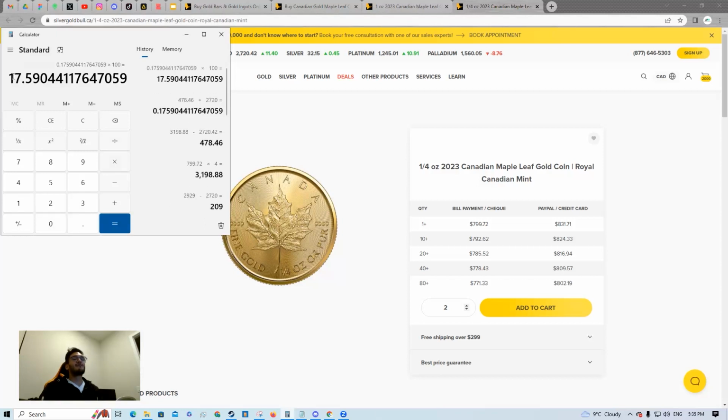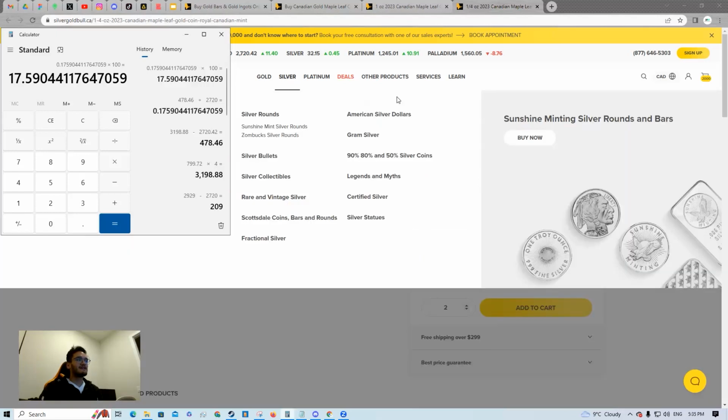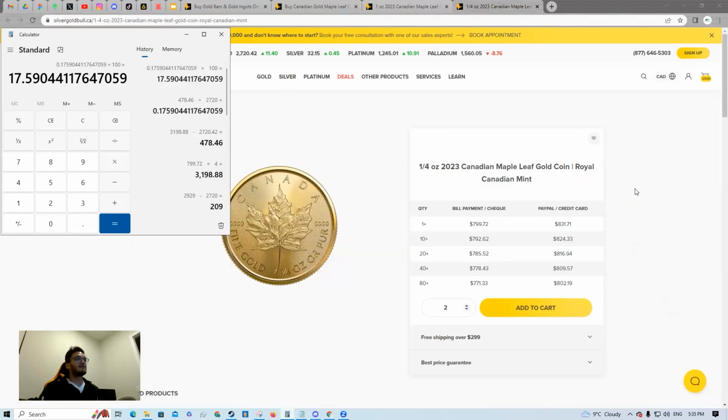So again, to really nail this point home, for you to break even buying this quarter-ounce gold maple at this price right now, gold is going to have to go up about 17.6%. So it doesn't necessarily mean this is a bad product. Again, if you don't have the budget to purchase a full ounce, this is a perfect product. It's simply, the smaller the coin you go, the higher the premium it's going to be.